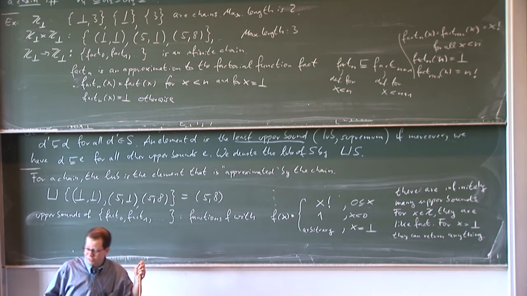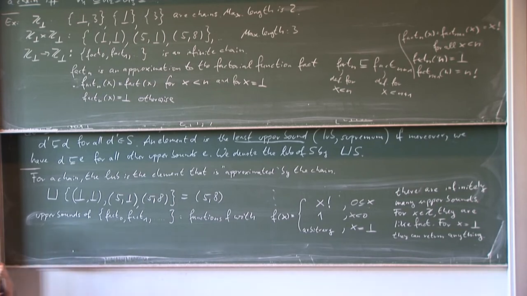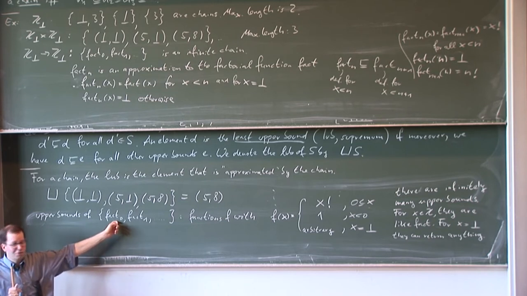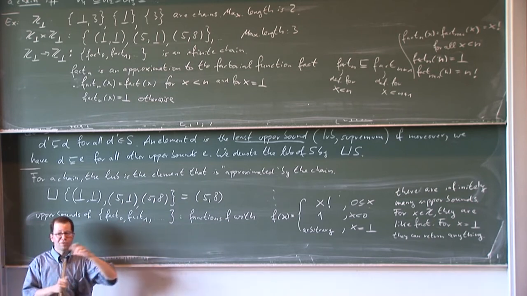Now, what we will do is, we will define the semantics in this way. So if we have a recursive definition of factorial, we will build this chain, and then we say the semantics of factorial is the least upper bound of this chain.